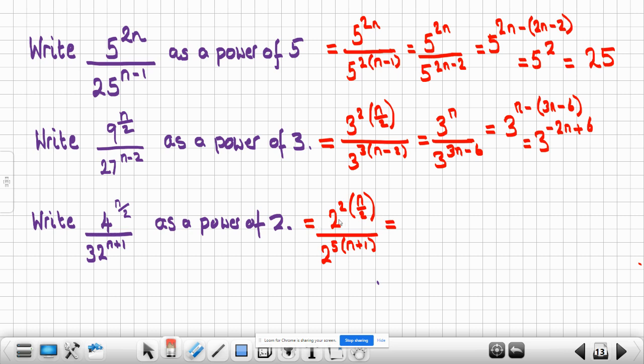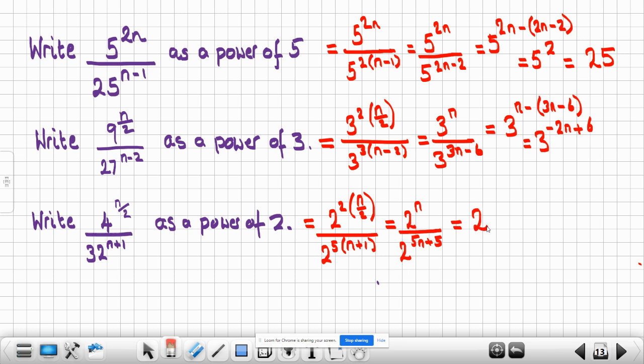Okay, let's simplify. So we've got n again divided by 2 and times by 2. So they're going to cancel each other out and we're just going to have 2 to the n. And then at the bottom, let's multiply out these brackets. So we get 2 to the 5n plus 5. Okay, and now we're at the stage where we can take the indices away. Don't forget, it's because we've got those in the same format.